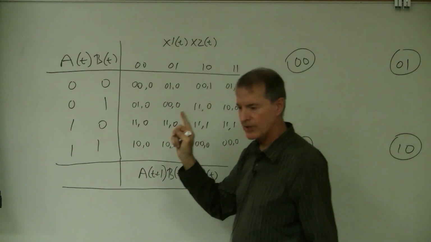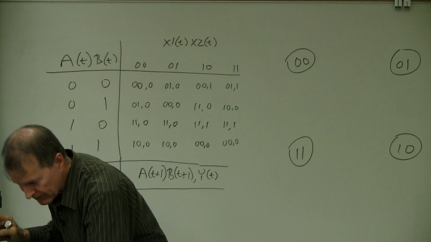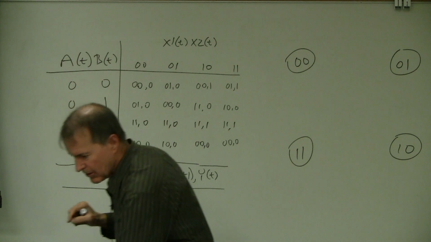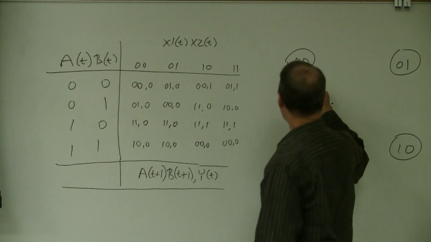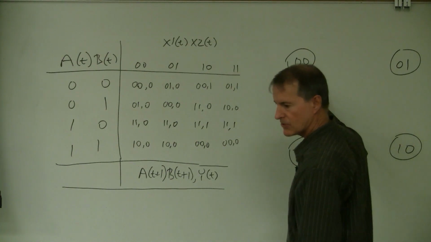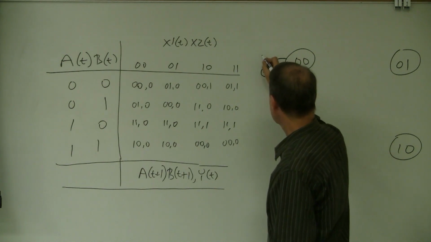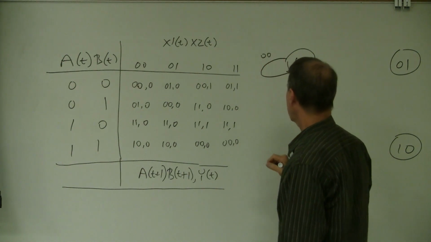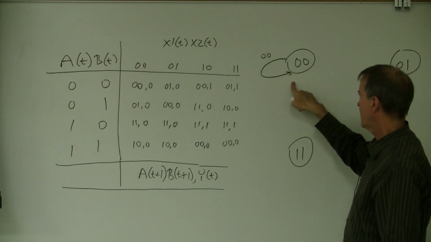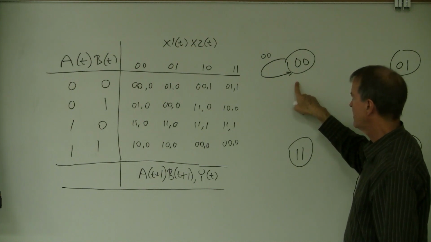All right? Now, let's just do each one of these. But now what we're going to do here is we have to be careful here. It's going to be slash. Because look, if we're in state 0, 0, and we get a 0, 0, what do we go back to? 0, 0. We go back to itself. So this is 0, 0, but look.